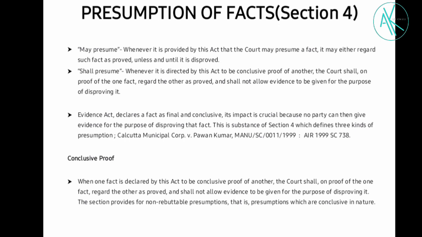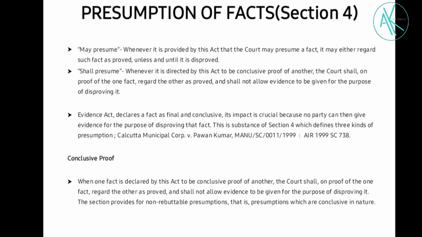Shall presume means whenever it is directed by this Act that the court shall presume a fact, it shall regard such fact as proved unless and until it is disproved. Conclusive proof means when one fact is declared by this Act to be conclusive proof of another, the court shall, on proof of one fact, regard the other as proved and shall not allow evidence to be given for the purpose of disproving it.